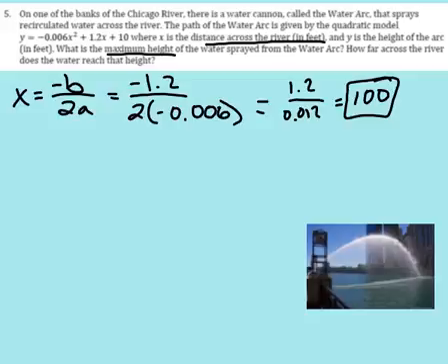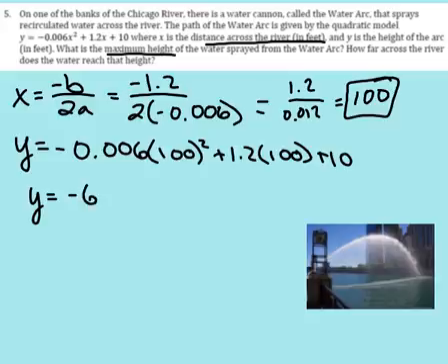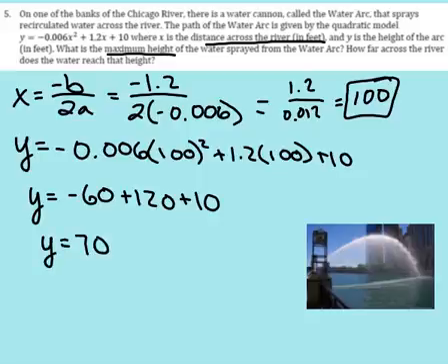So then when I get over here, I'm going to go y equals negative 0.006 times 100 squared plus 1.2 times 100 plus 10. Now 100 squared is 10,000. And then when I times it by 0.006, I get 60. So this is going to be a negative 60. Alright, so if you can't get that, come talk to me and we'll help you out a little bit. Plus 120 plus 10. Alright, then when you get this, you're going to get 70. Good news, it's feet.